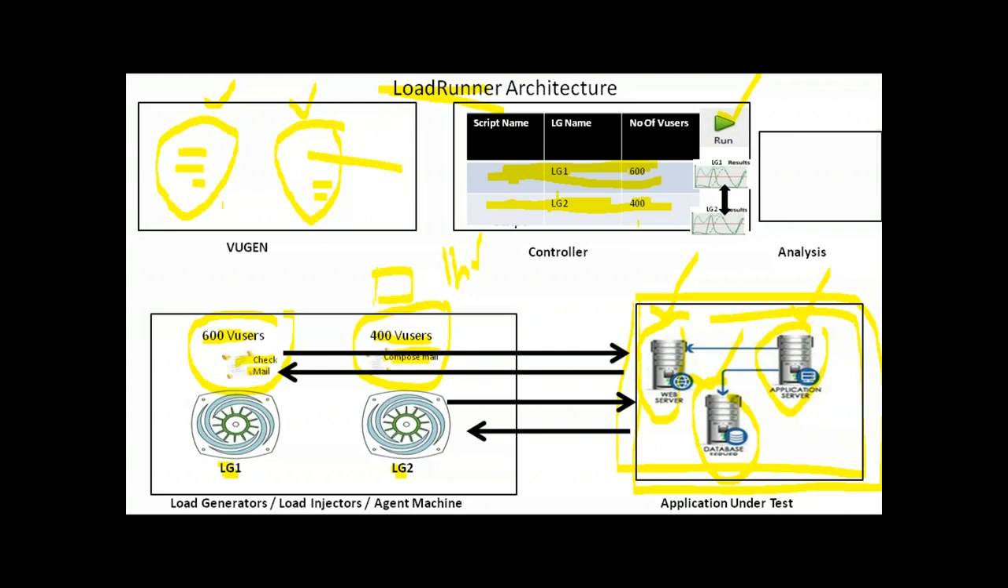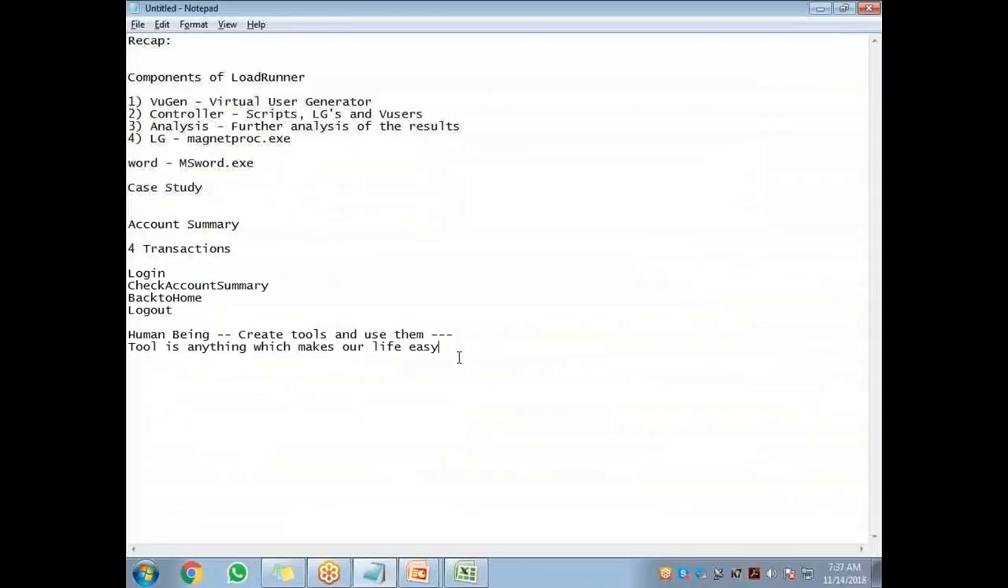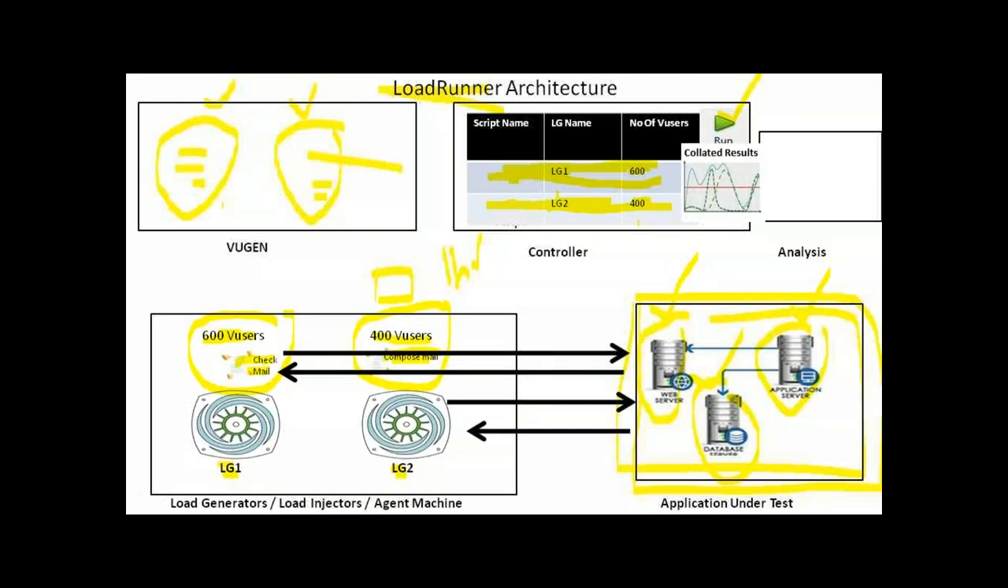Now both the LG1 results and LG2 results will be combined by the controller. There is a special word in LoadRunner for combining these results. Any guesses? What is that word? Collating. For combining the results, there is a special word called collate, or collating. Now the results will be collated.